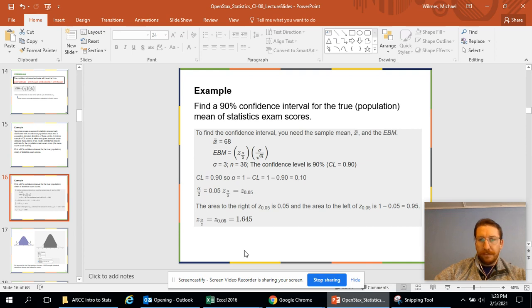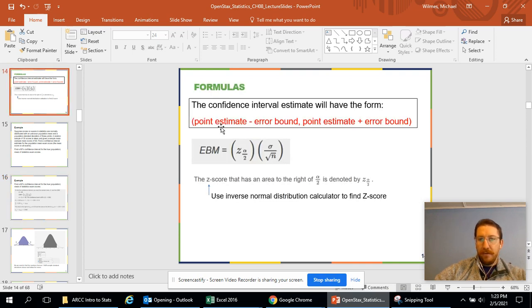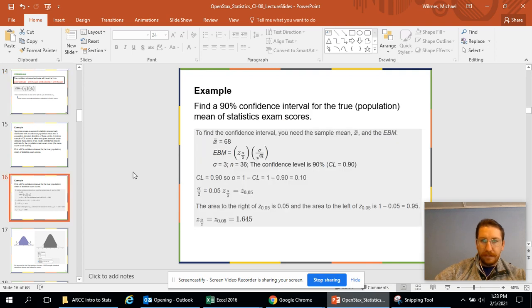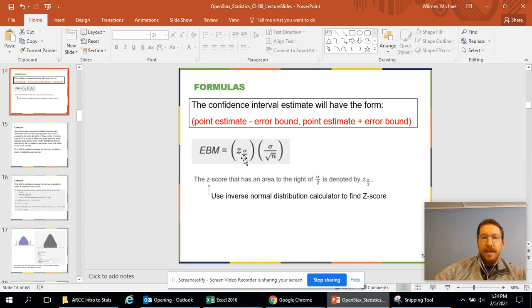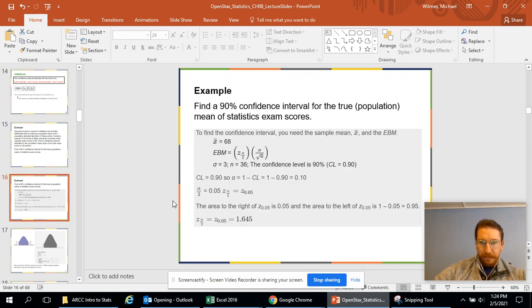So to do this, we take our average. That's really important because that's going to be used on our point estimate here. Remember, the point estimate is the average. So 68. Then we're going to go ahead and calculate this EBM. And to get that, we need to think about our confidence level. So we were at 90%. So we need to find the 90% confidence level, find out what that z-score would be.